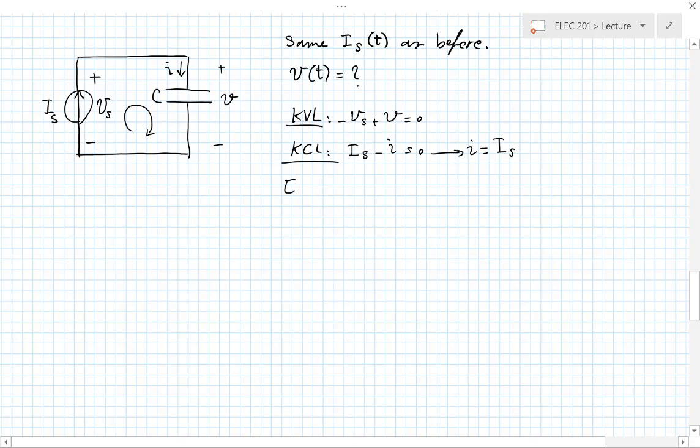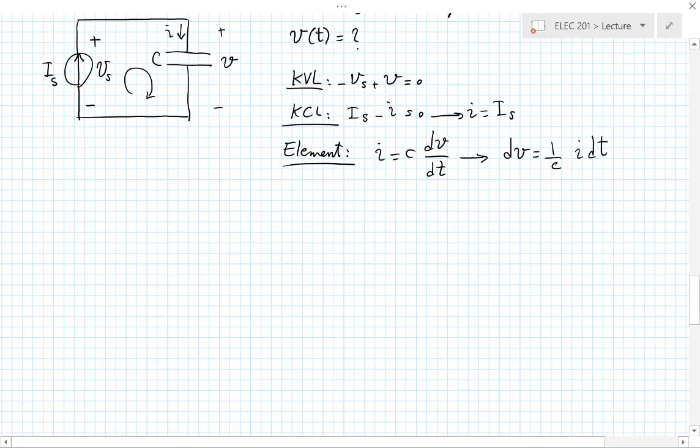And the element relationship is that of a capacitor, which is I equals C dV by dt. I think we talked about this last week maybe. Now, if I want the voltage, it's the integral of the current. So dV is 1 over C I dt. And if I want to find the voltage at a given point in time, I have to integrate from minus infinity to that point.